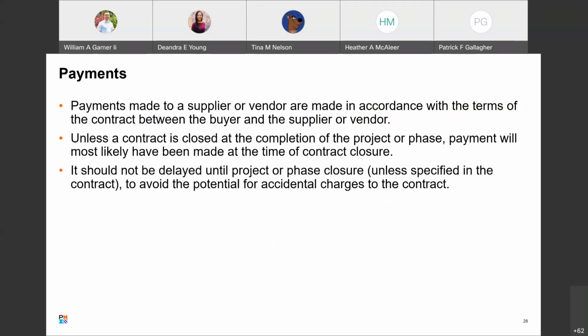Payments. Payments made to a supplier or vendor are made in accordance with the terms of the contract between the buyer and the supplier or vendor. Unless the contract is closed at the completion of a project or phase, payment will most likely have been made at the time of the contract closure. It should not be delayed until project or phase closure unless specified in the contract, to avoid potential for accidental charges to the contract.